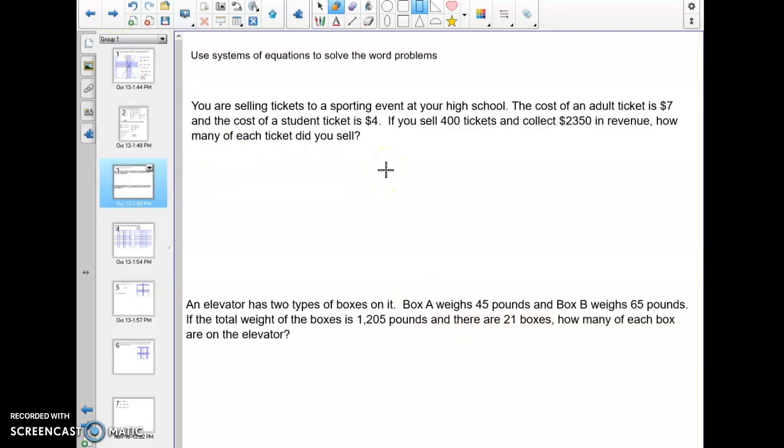Alright, now we're going to do systems of equations with a word problem. So in these cases, we want to establish what variables represent.